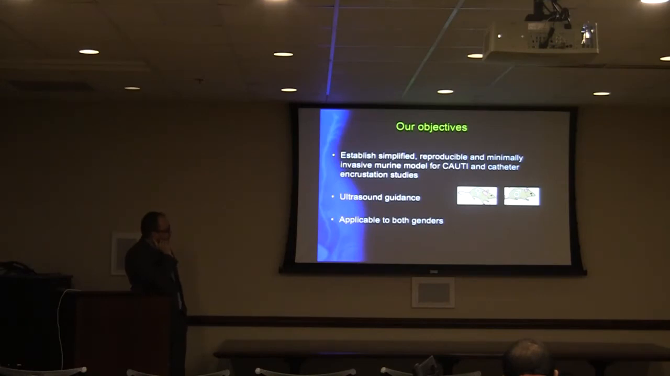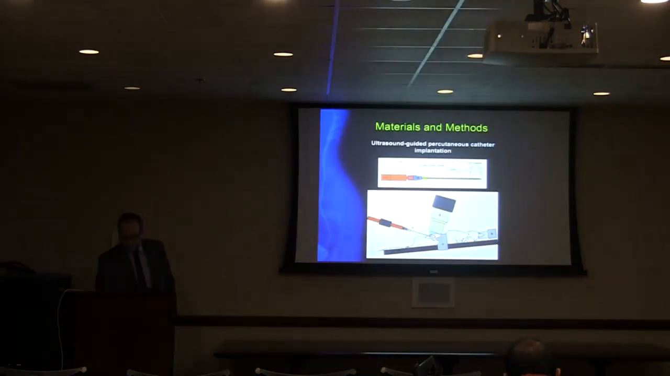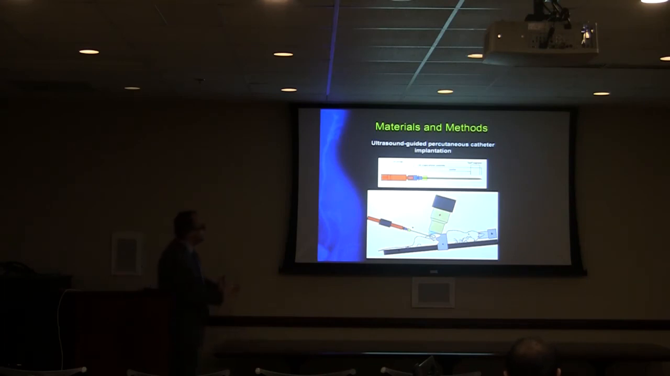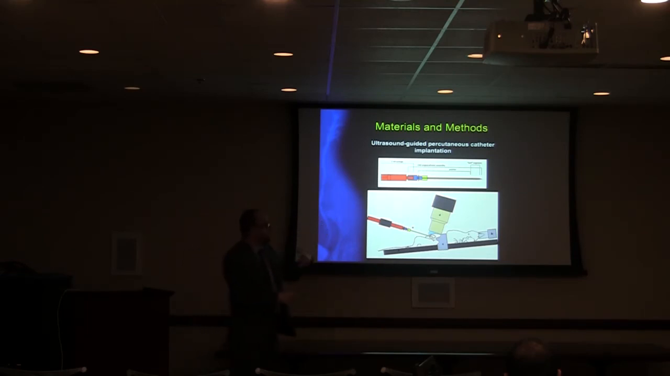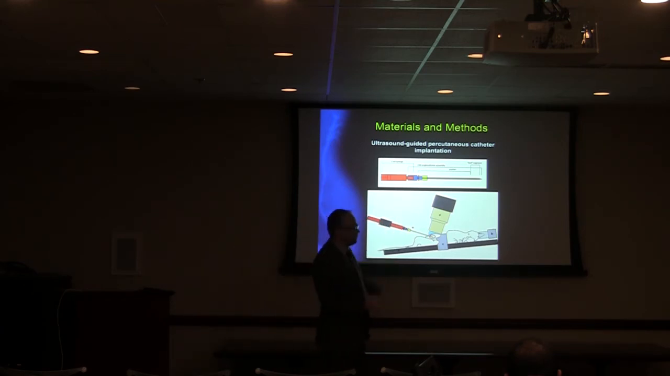Our model is ultrasound guided, which means you can see pretty much every step. And it's applicable to both genders because we don't go through the urethra. Essentially, we use a percutaneous approach. We use an angiocatheter, and we've all seen these when you have an IV placed, right? So we cut the tip of it off. It's about half a centimeter, I believe.